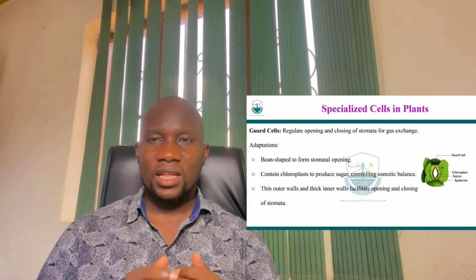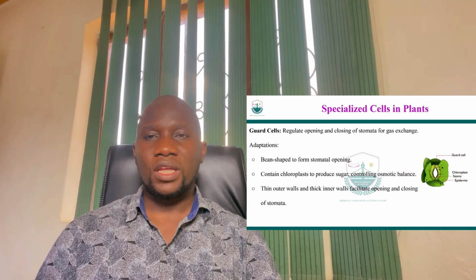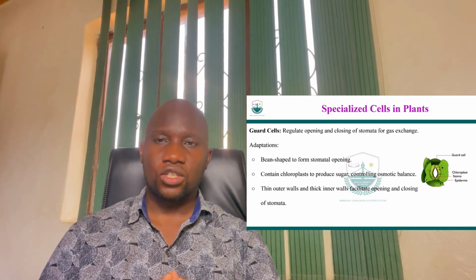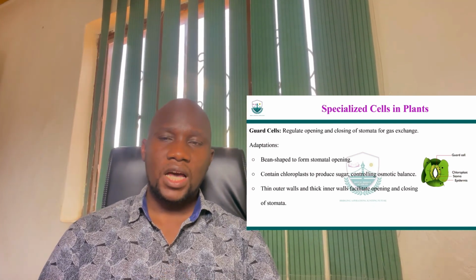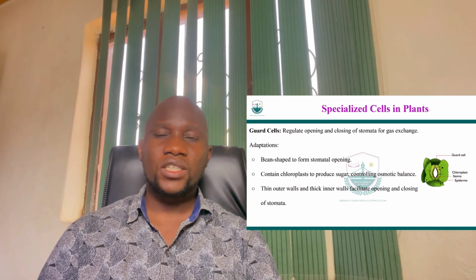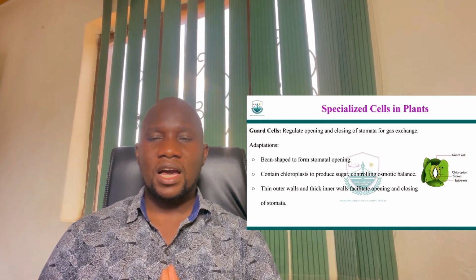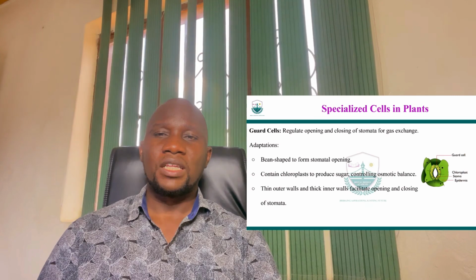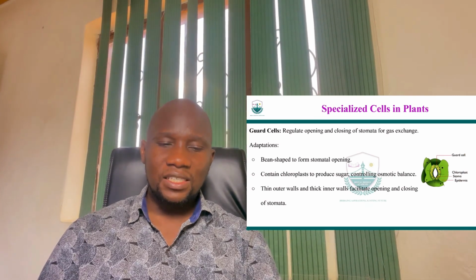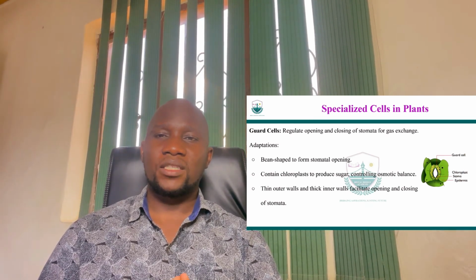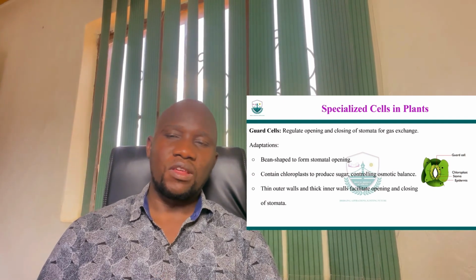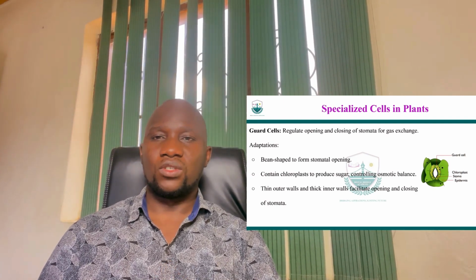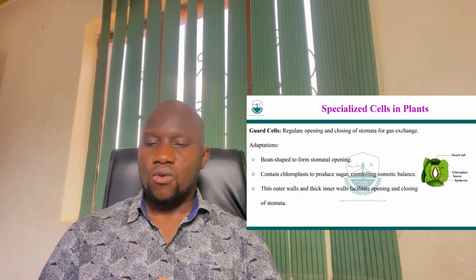So the opening and the closure of the stomata is determined by the extent of water that is inside, but also the extent to which you can have that expansion. So you have thin outer walls and thick inner walls. That means it is easy to have expansion because of the thin outer wall, and this contributes to the opening and closure of the stomata.